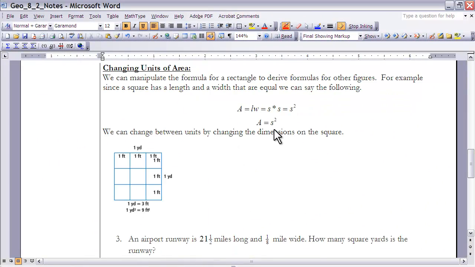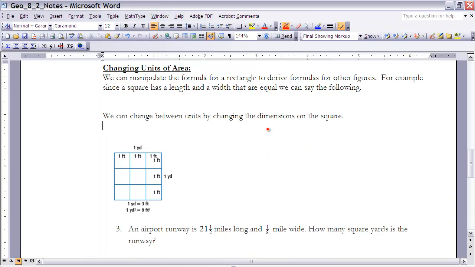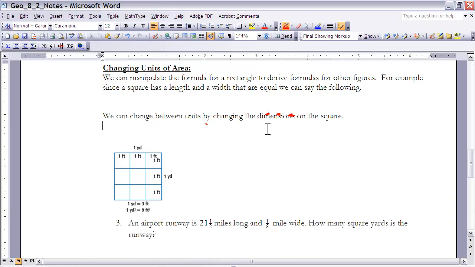So the next area we'd like to take a look at is changing units of area. And we can manipulate the formula of a rectangle to derive formulas for the other figures, as I mentioned earlier in this video. In fact, all of them are going to be derived from that. So for example, if we think about a square, we know the length and the width are equal to each other. So the area is equal to the length times width for a rectangle. A square is a rectangle. So if the length of one side is s, then the other side is also s, therefore the area is s squared. So a formula for finding the area of a square is just s squared.